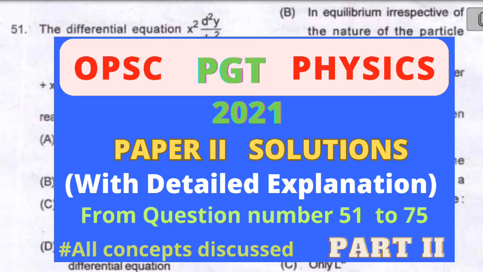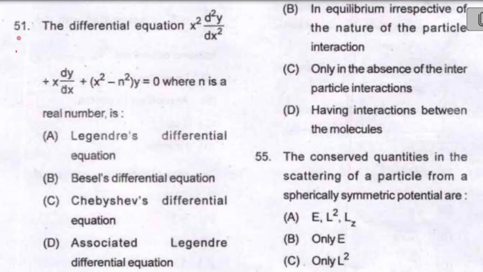Let's start our discussion and solve the physics question paper of OPSC PGT 2021. In the previous videos, we have solved up to question number 50. So in this video, we will start from question number 51. Okay, let's start. Question number 51.